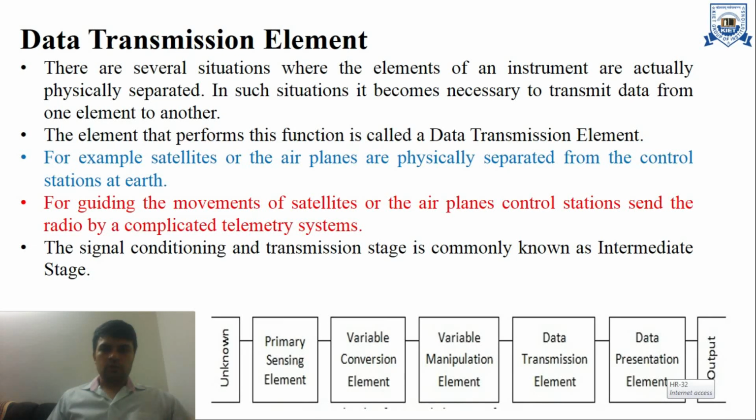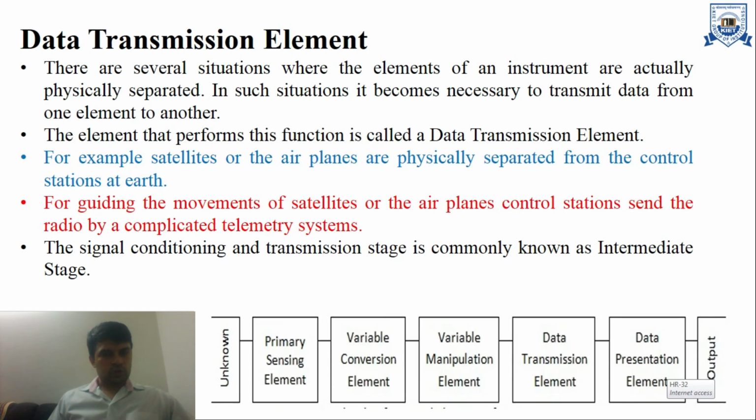Then we have the data transmission element. There are several situations where the elements of an instrument are physically separated, meaning the sensing part of the instrument is at one place and the measuring part, or another part, is at a different place. In such situations, it becomes necessary to transmit data from one element to another element. The element that performs this function is called a data transmission element.